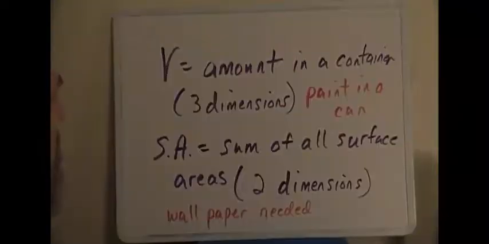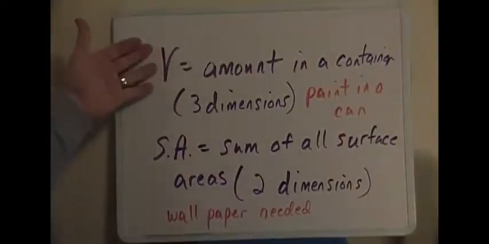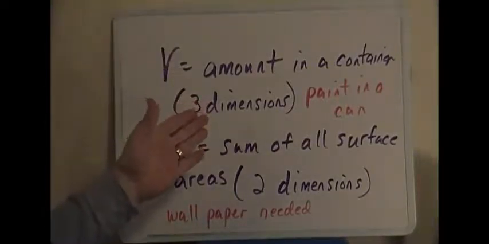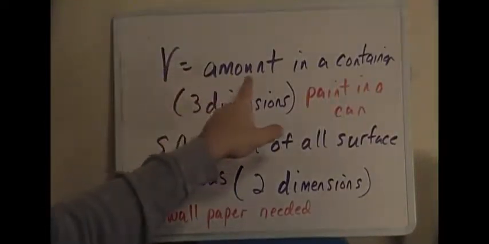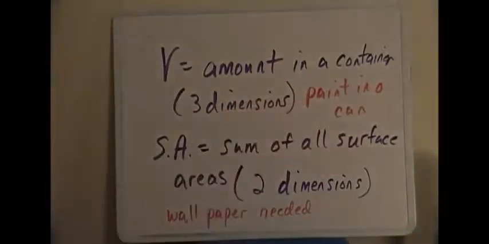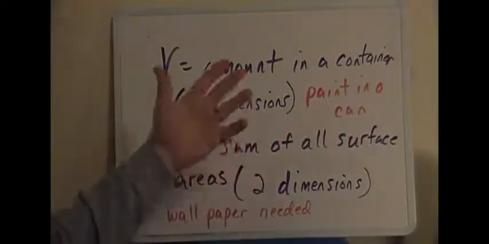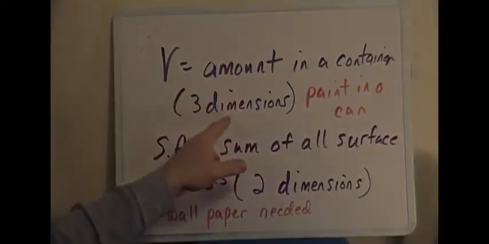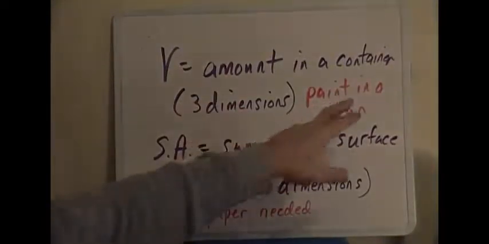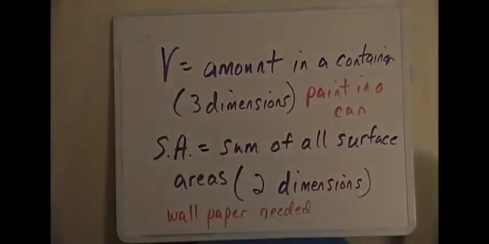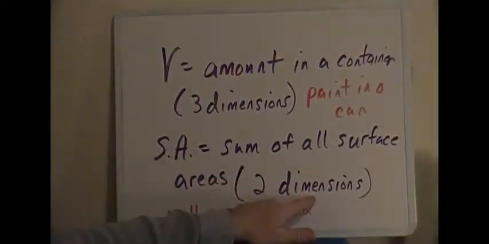And then lastly, they ask about the difference between volume and surface area. One good sample answer to this would be that volume is about the amount of something in a container. It's three-dimensional. We could talk about the air in a room. We could talk about the gas in a gas can, or paint in a can. Okay, those are all volumes. Gallon of milk. Okay, surface area is the sum of all surface areas. That is a two-dimensional measurement.